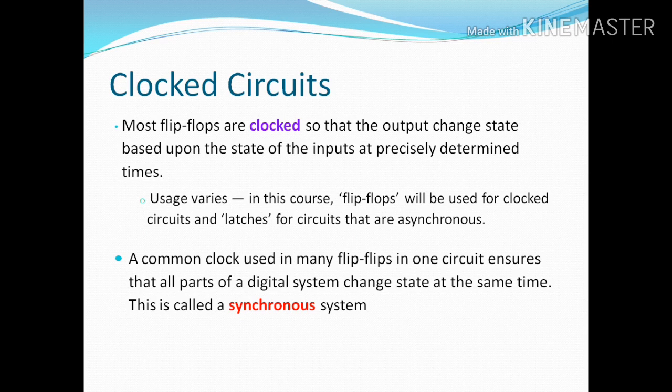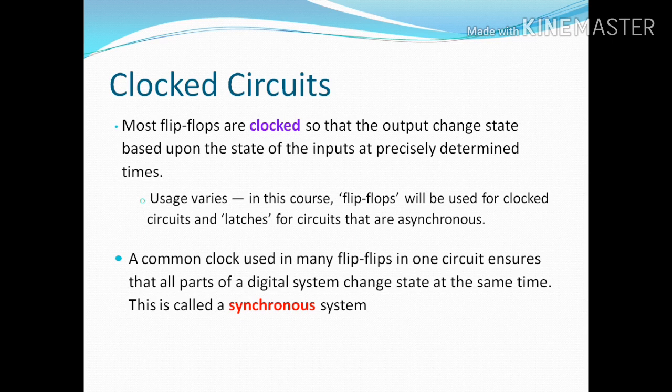Most flip-flops are clocked so that the output changes state based on the state of the inputs and is precisely determined by a timing signal, that means the clock pulse. Uses vary. In this course, flip-flops will be used as clocked circuits and latches for circuits that are asynchronous.